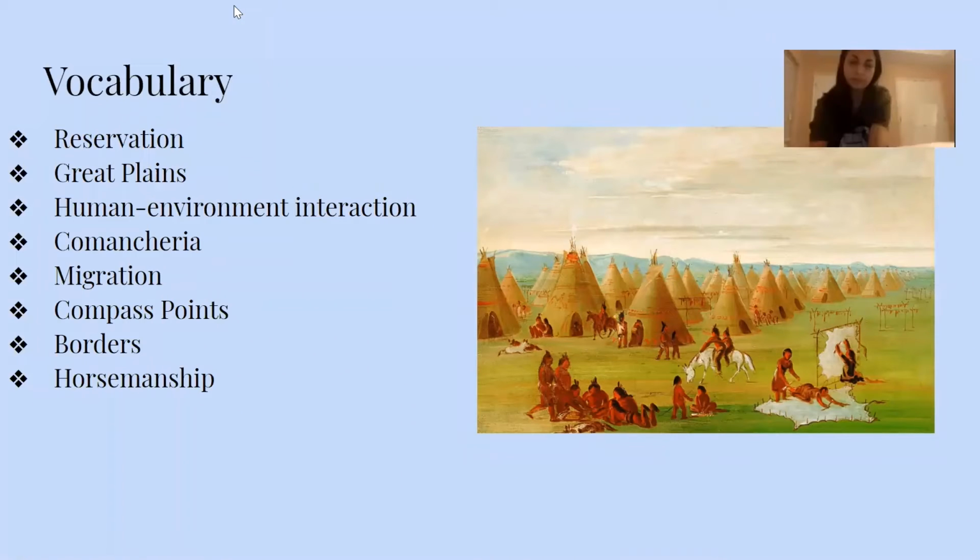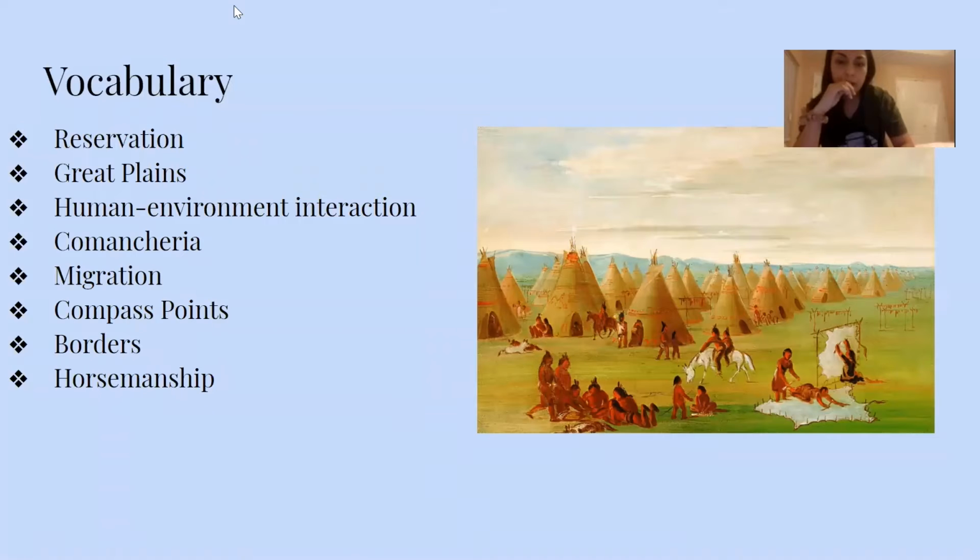Hello, we're going to talk about the vocabulary words. Some of them are reservation, Great Plains. Great Plains is a region, and why is this important to mention? Because this is where the Comanche settled. You need to know where it's located. It lies west of the Mississippi River and east of the Rocky Mountains.